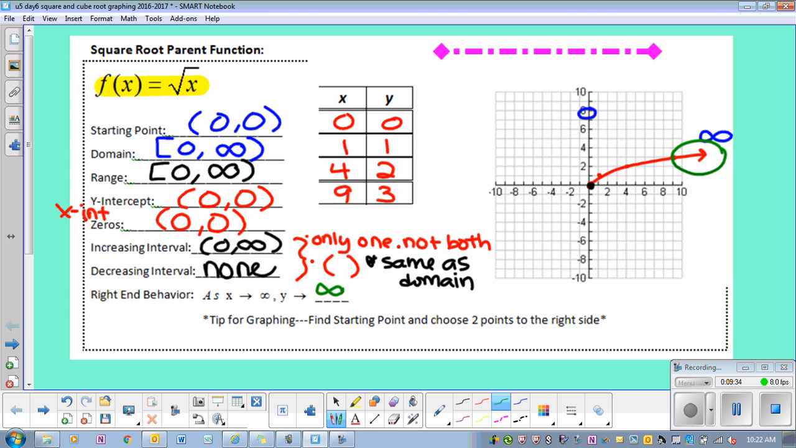That's it. Is that pretty good? All right. Amner, you feel good about that? Okay. You guys ready for the cube root? Okay.